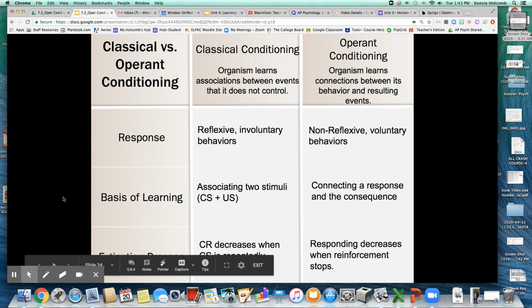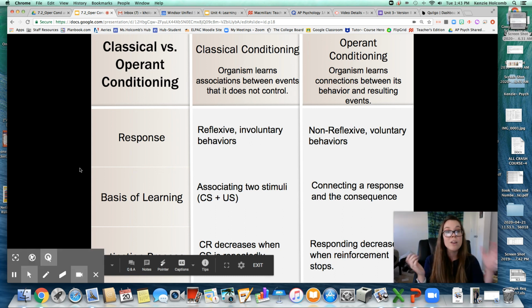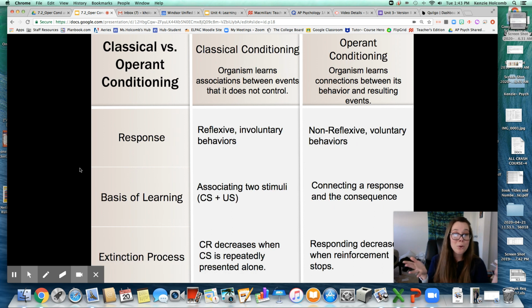And then for operant conditioning, responding decreases when reinforcement stops, right? Say you were getting money for your grades, and all of a sudden your mom's like, I'm not going to give you more money. It might stop your reinforcement of trying to get good grades because you're no longer getting the desired response, or the desired behavior, right?